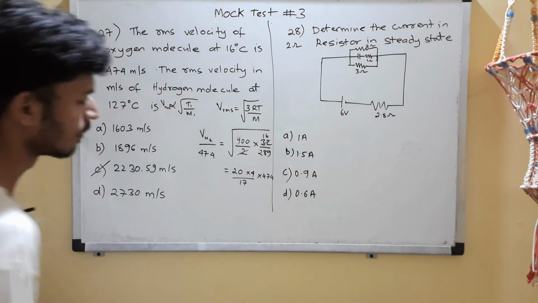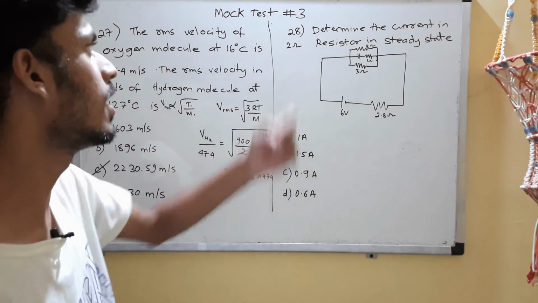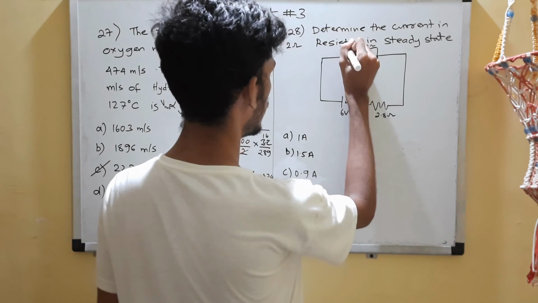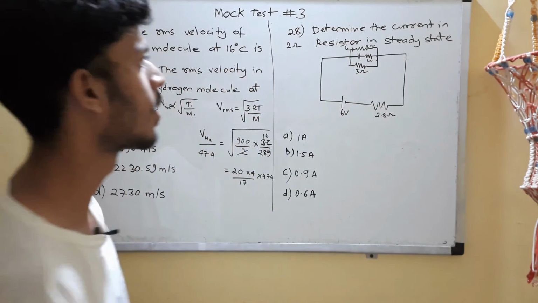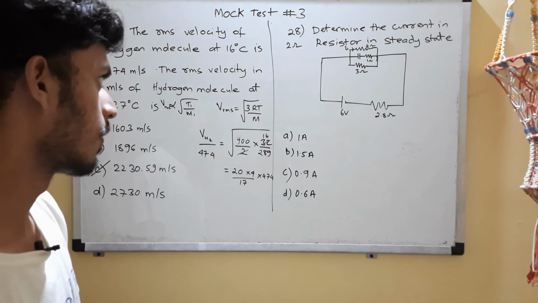Yes. Now let's come to question number 28. You are supposed to determine the current in the 2 ohm resistor. This current you are supposed to find. We'll name it as I1, suppose, okay. So you are supposed to tell what is the current in the 2 ohm resistor, okay.